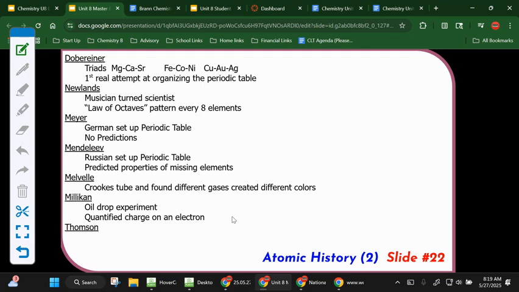Now came a man called Thomson. By the way, we're about in the 1920s, 1930s, 100 years ago now. Still had no idea about protons, neutrons, and electrons until Thomson. Thomson gave us what is called the plum pudding model. Why? Because he found the electron, ladies and gentlemen. He was the first scientist to find the electron. He said there was a negatively charged particle within matter.